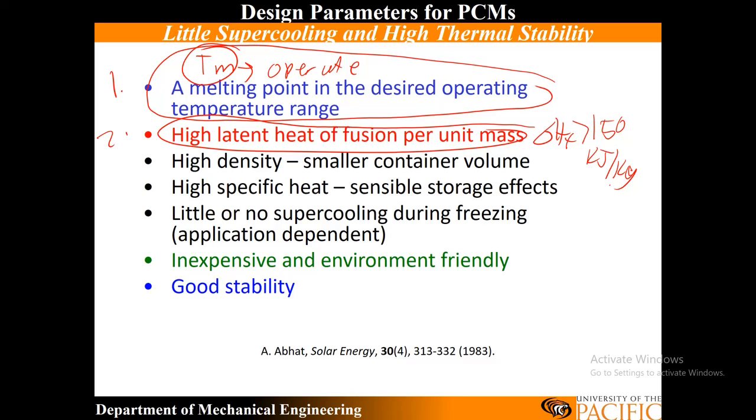We need to make sure that we hit that value. Some other values that would be really important or beneficial: high density, so that you don't have to have a large container volume. High specific heat. You could also combine this, so you could have a PCM, a phase change material, plus sensible heat storage effects. Another very important parameter is that it be inexpensive, obviously.